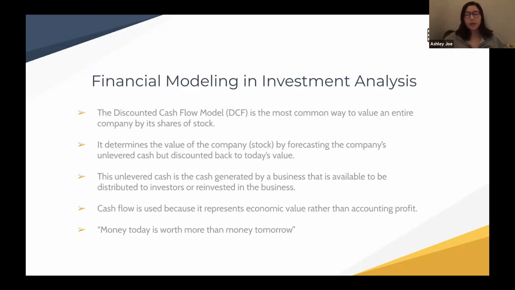We use cash flow because it represents economic value rather than accounting value. And the reason why we discount it is because of the quote, like, money today is worth more than money tomorrow, which basically references inflation.